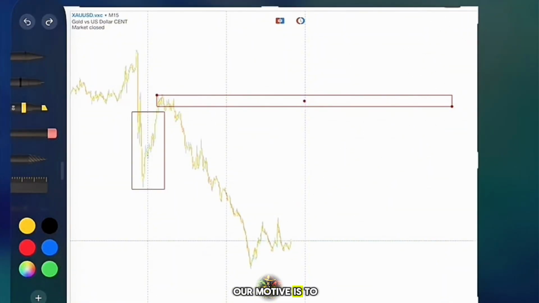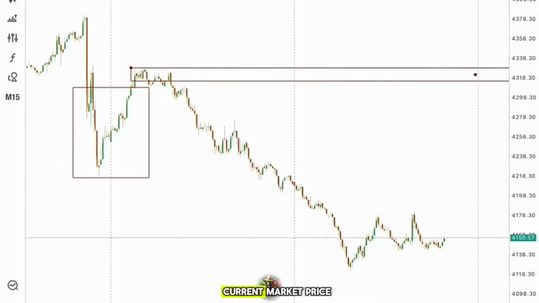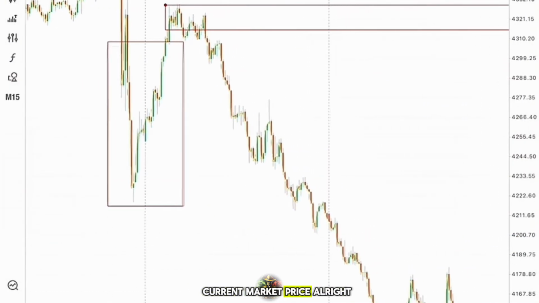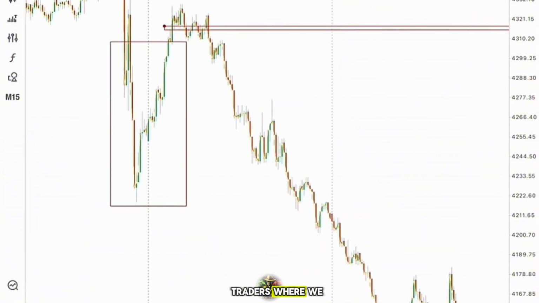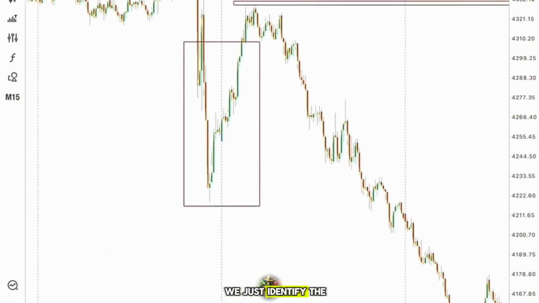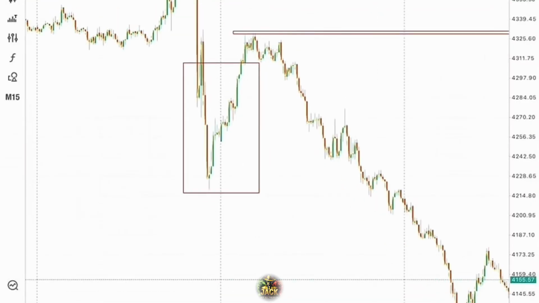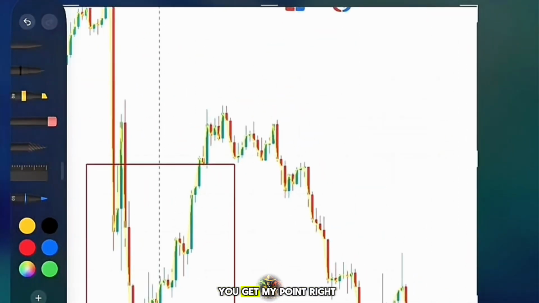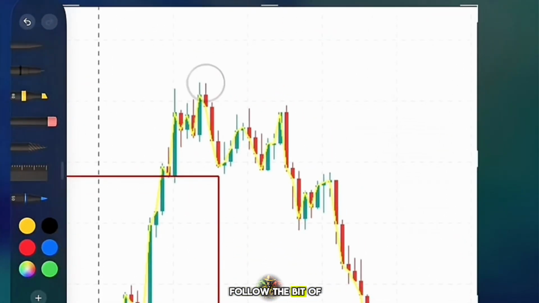Our motive is to just go with the current market price, to analyze the current market price. We are not swing traders where we look at every single place to trade. We just identify the current market price. This is just an example of a zone I gave that it will retrace, but you get my point, right? Follow the bid of the price.